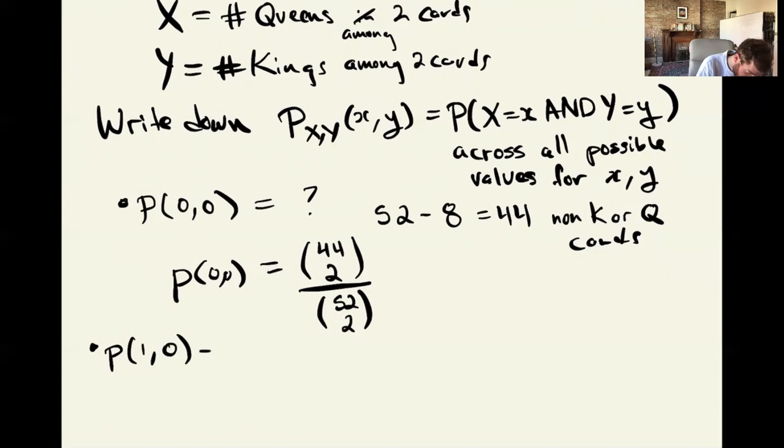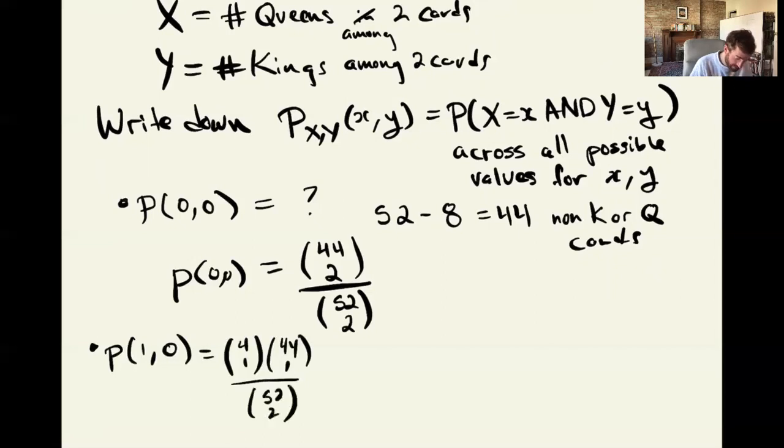Let's go ahead and compute the probability of 1 queen and 0 kings. So again, following the same basic idea, I have 4 queens to choose from. I choose one of them, and then I need to choose one of the remaining non-queen or king cards. We just determined there are 44 of them. So that gives us 44, choose 1. Again, divided by 52, choose 2. Now, if we think about it a little bit, this is also equal to probability of 0, 1 by symmetry.